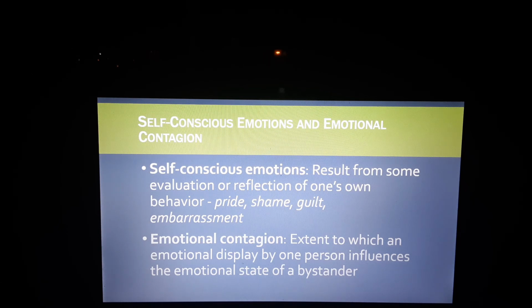Okay, self-conscious emotions result from some evaluation or reflection of your own behavior: pride, shame, guilt, embarrassment. So marketers are concerned that they want people to feel good about a product, and they want people to feel they've had a positive experience with it. A piece of clothing that rips would not be a positive experience. That would be a bad self-conscious emotion. So self-reflection. Or something like a sports product that helps you play the game better.